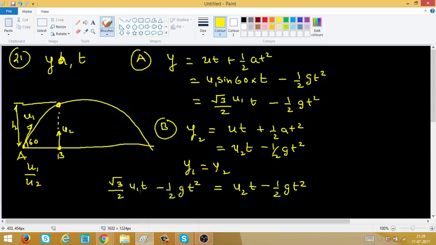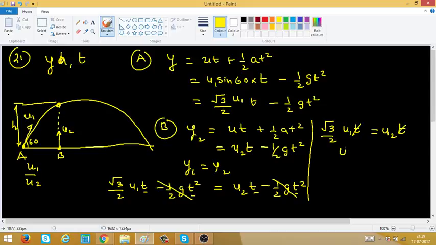Please note another thing. t for this and t for this are also the same. They are not different because they have to reach here and collide, therefore the same time. Now if I look at this equation, the minus half gt square and minus half gt square get cancelled out. I'm running short of space, but I'll use this space. So I'll get root 3 by 2 u1t is equal to u2t. t is the same, so it cancels. So u1 upon u2 is equal to 2 by root 3.